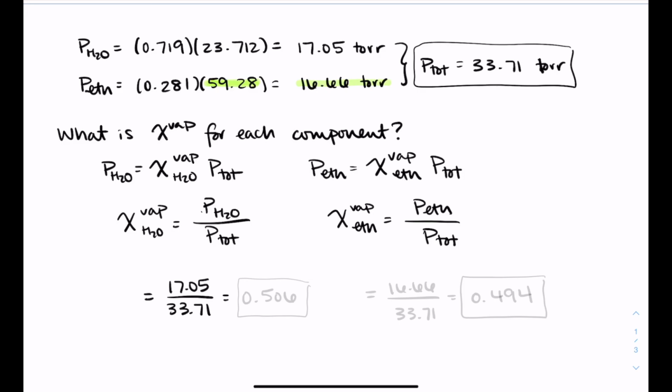So for water, that means 17.05, which was the partial pressure, divided by the total pressure, which is 33.71. I get a mole fraction of 0.506, and then I could do the division or I could do 1 minus. The mole fraction of the ethanol in the vapor is 0.494. So the more volatile component, it was only less than 30% of my liquid mixture, but it's nearly 50% of my gas mixture because of that volatility.